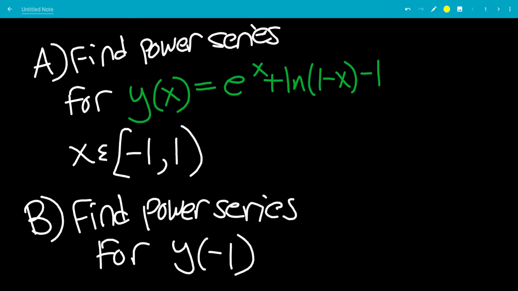In this video, we're doing an infinite series question. Part A is to find a power series for y of x equals e to the x plus ln of 1 minus x minus 1, where x is restricted between negative 1 and 1, and x can be equal to minus 1. For part B, we're going to find a power series for y evaluated at x equals minus 1.